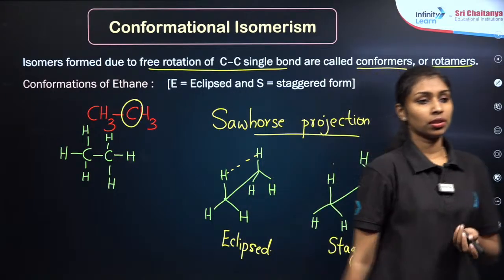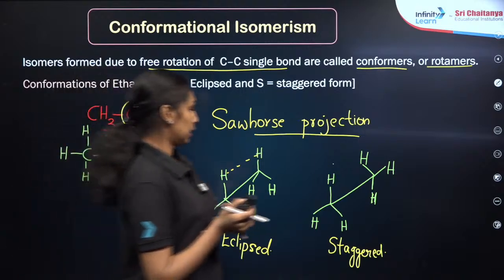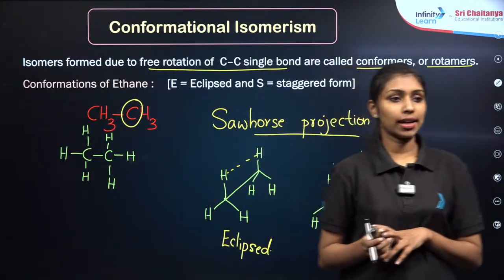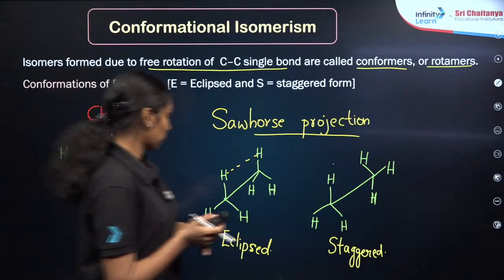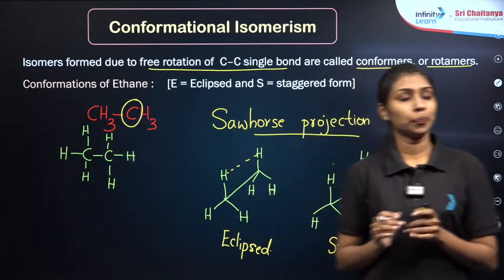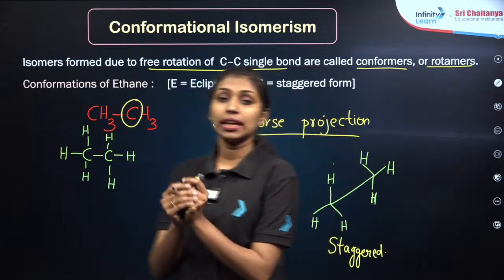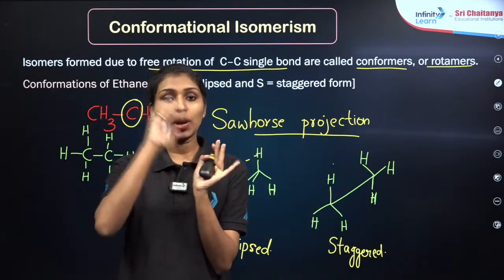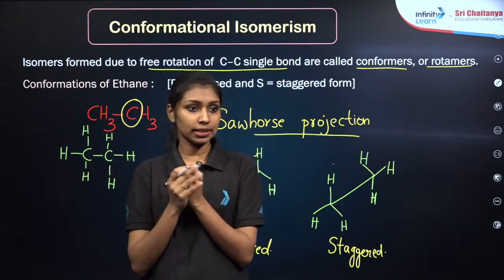Clear? Yes, staggered conformation, like trans, is a type of geometrical isomerism. What is the difference between eclipsed and staggered conformation? In the case of eclipsed conformation, the two hydrogen atoms are very close to each other, but in the case of staggered, they are very far apart.